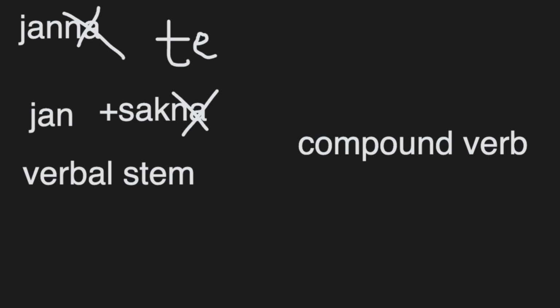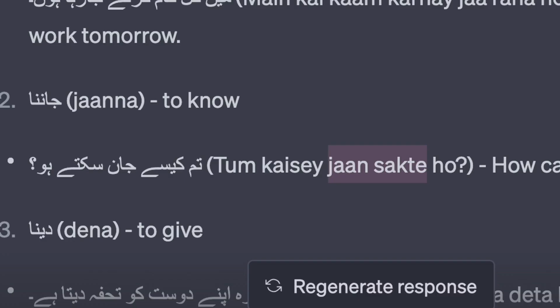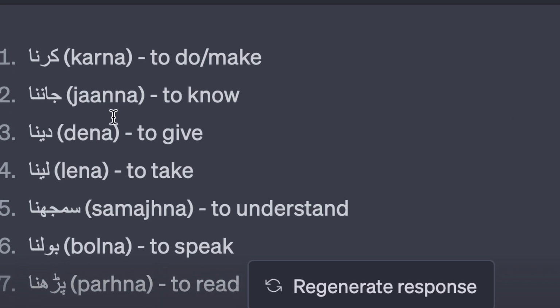Jaan sakte means able to. Jaan sakta is I'm able to. So I'm able to know. Main jaan sakta hoon. Here the subject is you, which is tum, therefore we are using te. So tum kaise jaan sakte ho? How can you know? Now the next verb is dena.